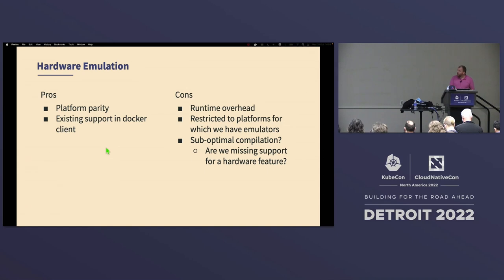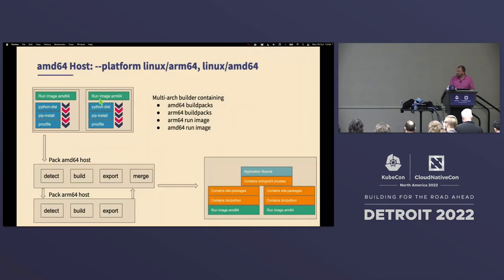Which gives us the final of the three approaches that I want to present today: a bare metal approach, where we assume that the platform operator has the hardware available for all target platforms. And like the case in the emulated approach, we need a builder to provide this, effectively two different builders, so a single builder image that points to two different builders. Where the bare metal approach differs is that the platform needs to coordinate building between two different hosts.